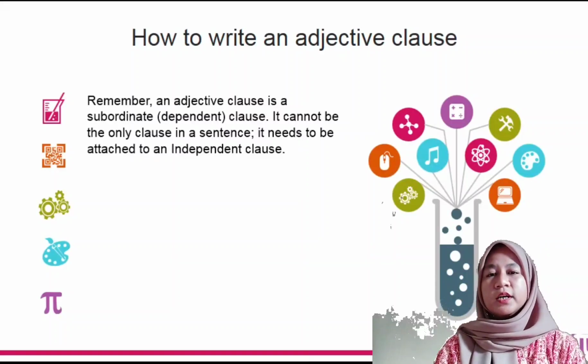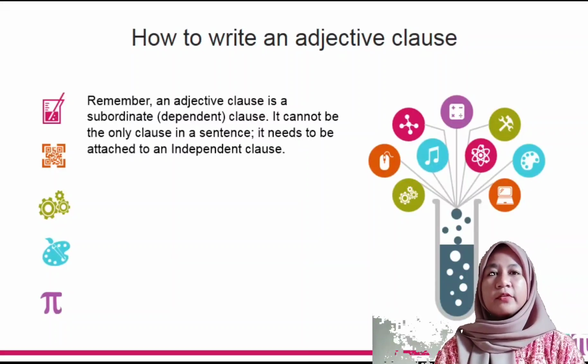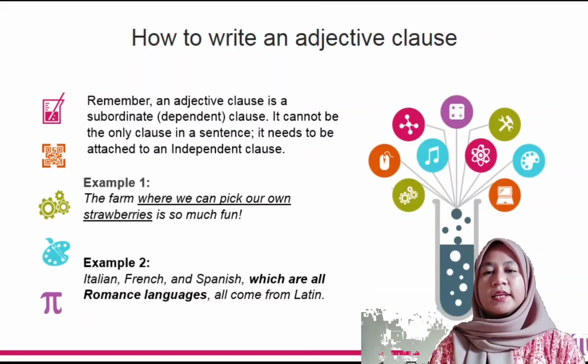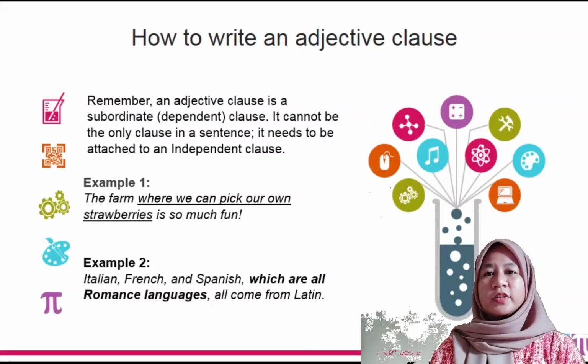Now, let's look at the first example. You can read it by yourself. The sentence is correct. The adjective clause is describing the farm and is connected to the independent clause, which is the farm is so much fun. Note that this is an example of a restrictive clause because it narrows down, or limits, which farm is being mentioned.